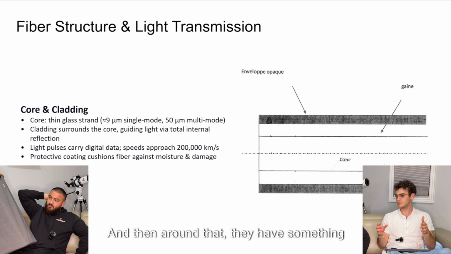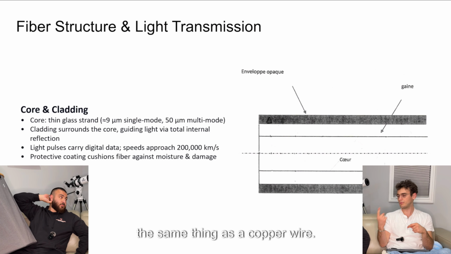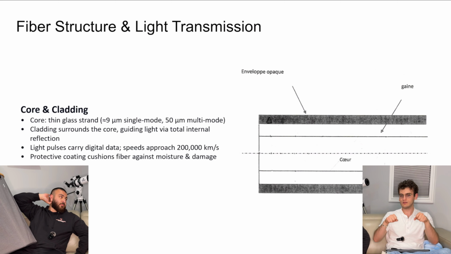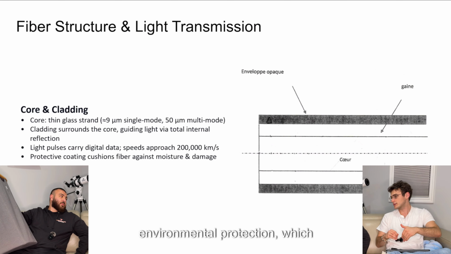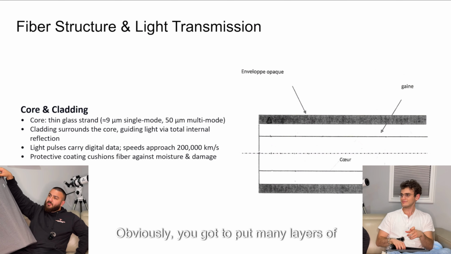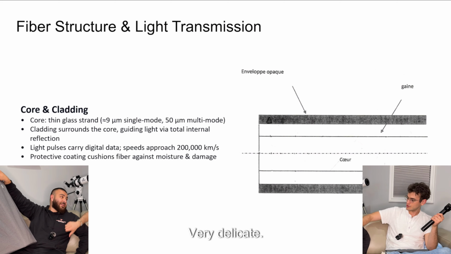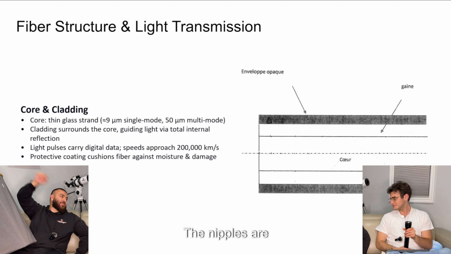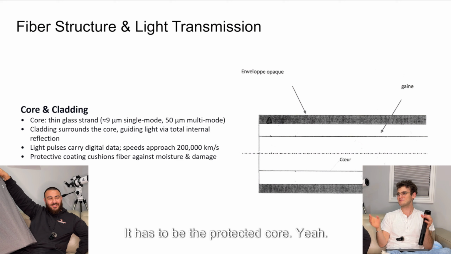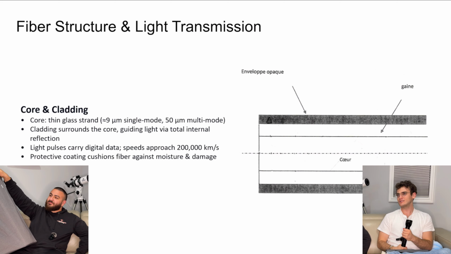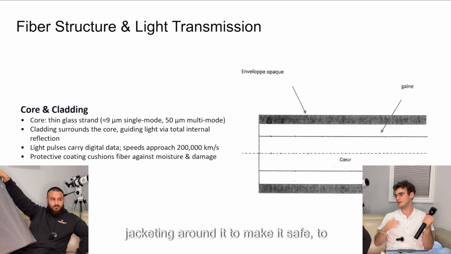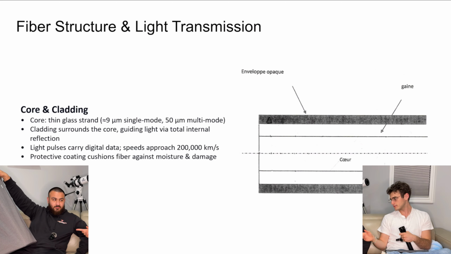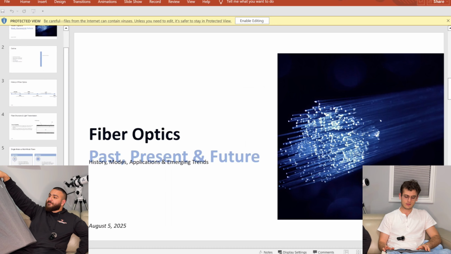And then around that, they have something to protect it, because it's essentially the same thing as a copper wire. You need shielding on it to protect it from twisting, bending, and pulling. And on top of that, you need environmental protection. Obviously, you have to put many layers of protection around this. Just like regular copper wires, it's got shielding and jacketing around it to make it safe. But that makes it thick.